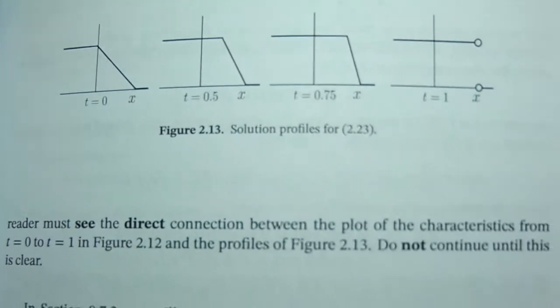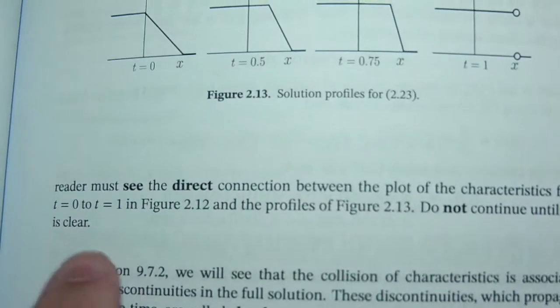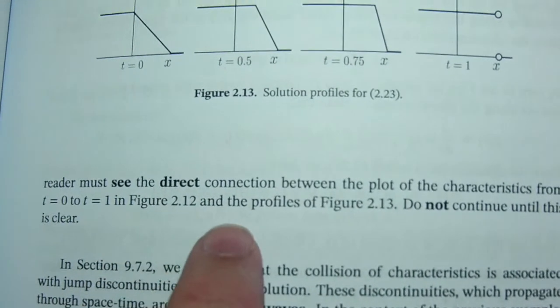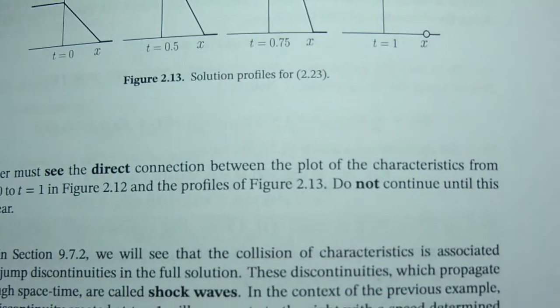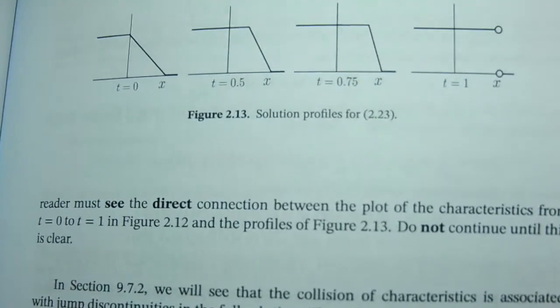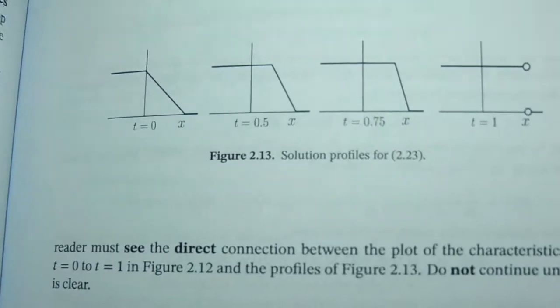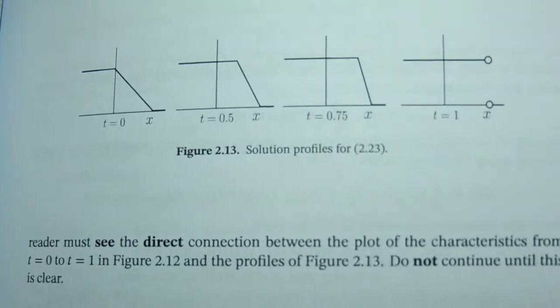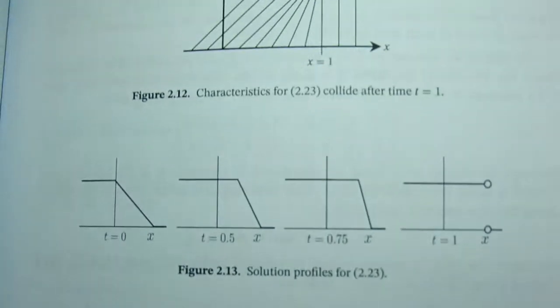right? Now the textbook says the reader must see the direct connection between the plot of the characteristics from t equals 0 to t equals 1 in this figure, and these profiles do not continue until this is clear. That's a pretty good warning, just to let you know how important this kind of example is, because this is one of the best and clearest and most simple examples of where these sorts of discontinuities are introduced, and this is all due to the nonlinearity here.